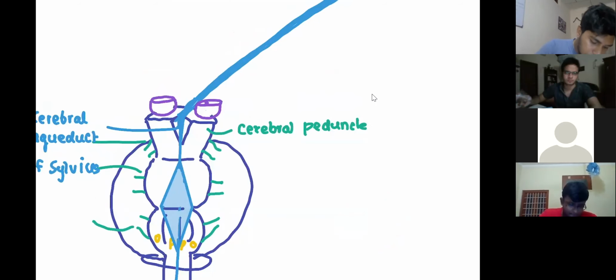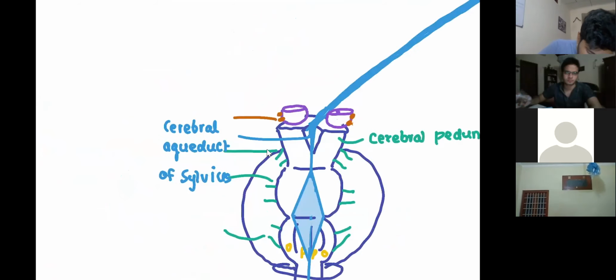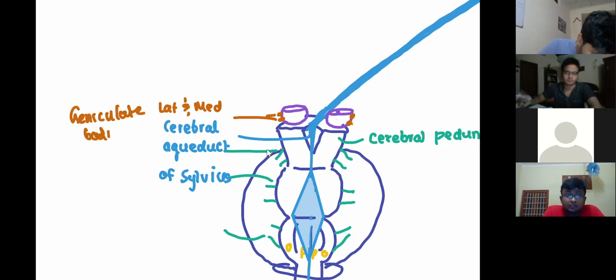Now, there are two structures which I need you to know. Lateral to the thalamus, there is something called the medial. So this is going to be the lateral. Label it from one side. Draw it on both, label it from one side. Lateral and medial geniculate bodies. Okay, lateral and medial geniculate bodies.